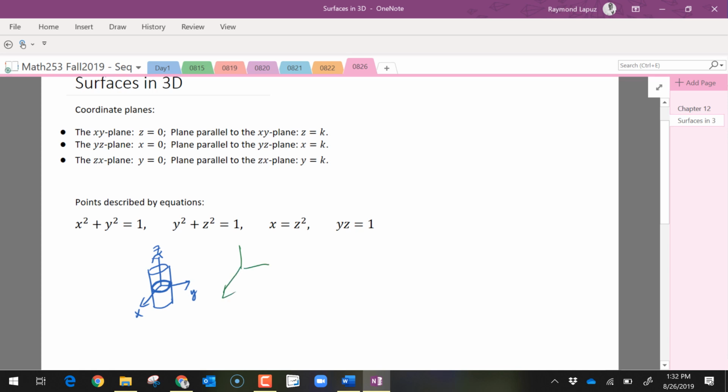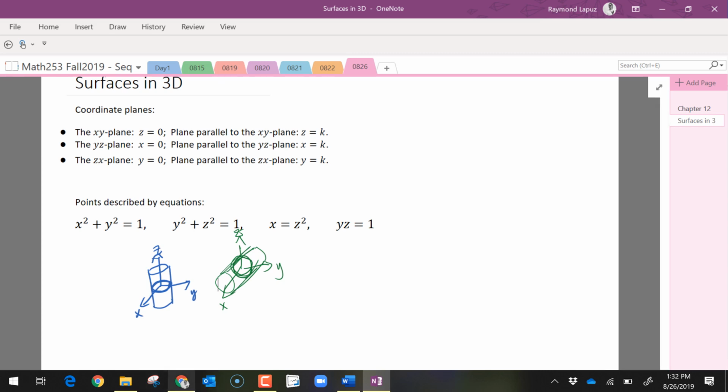But this time I would draw my quote unquote circle on the YZ plane. So on the YZ plane, I would have a circle. And then I would take that circle and sweep it along the x-axis because this is independent of what x is equal to. So now I have a cylinder going along the x-axis. Okay?